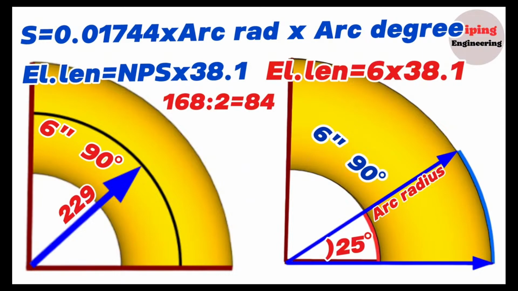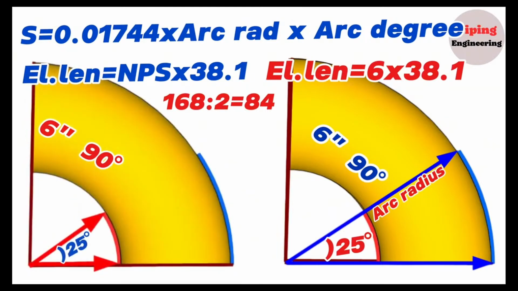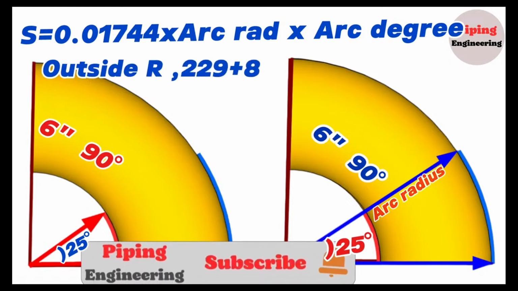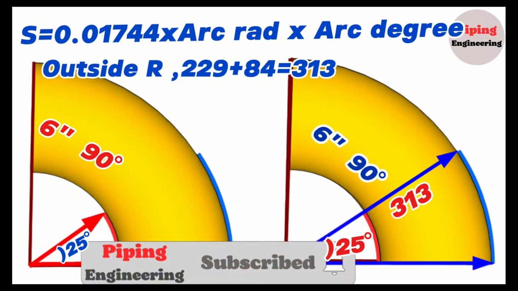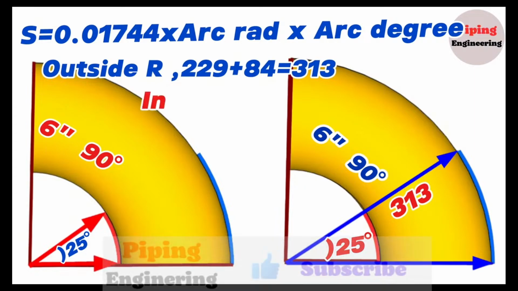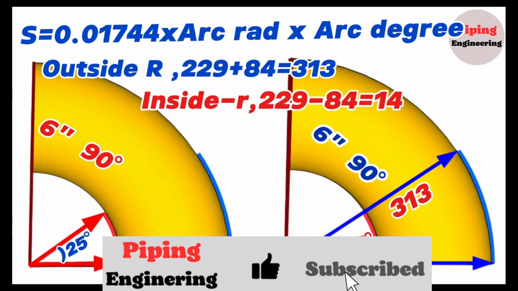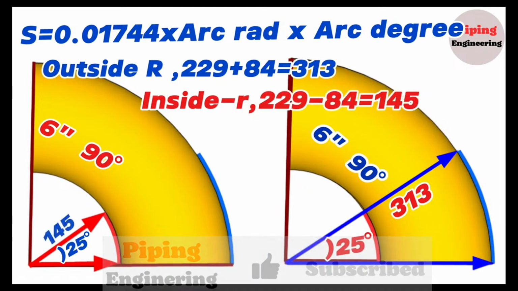If we subtract 84 millimeters from 229, which is the radius of the 6-inch 90-degree elbow, the number obtained will be the radius of the inner red color arc of the 6-inch elbow. So, the outside radius of the 6-inch 90-degree elbow, 229 plus 84, will be equal to 313 millimeters. Also, the inside radius of the 6-inch 90-degree elbow, 229 minus 84, will be equal to 145 millimeters.